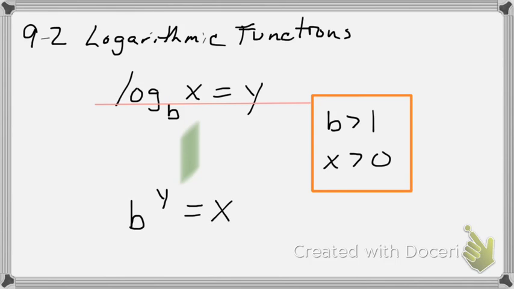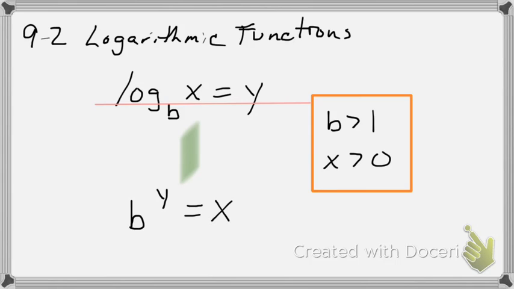A couple rules for logarithms. The base of a logarithm has to be greater than 1. And the number that you're actually taking the log of has to be positive. You can never take the log of a negative number. So on your calculator, if you try to take the log of any negative number, your calculator won't do it. Okay? So the x, the number in the x position in the log equation, has to be positive.